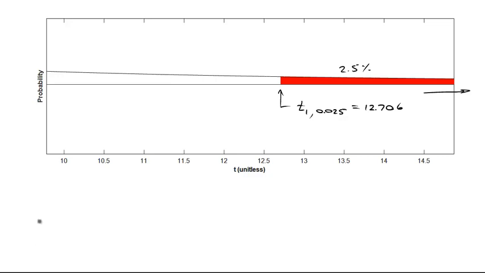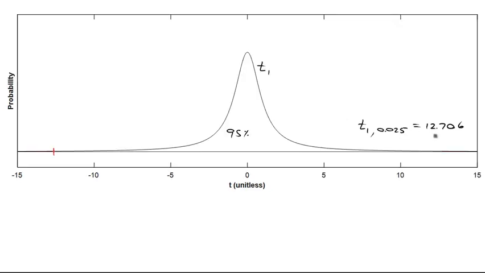So for values of t less than 12.706, I encompass 97.5% of the area. So if I go back to my full scale, I've got 12.706 over here, and on the left side, for values of t that are less than negative 12.706, I also have 2.5% of the area to the left of that mark, and 95% of the area in between the two.